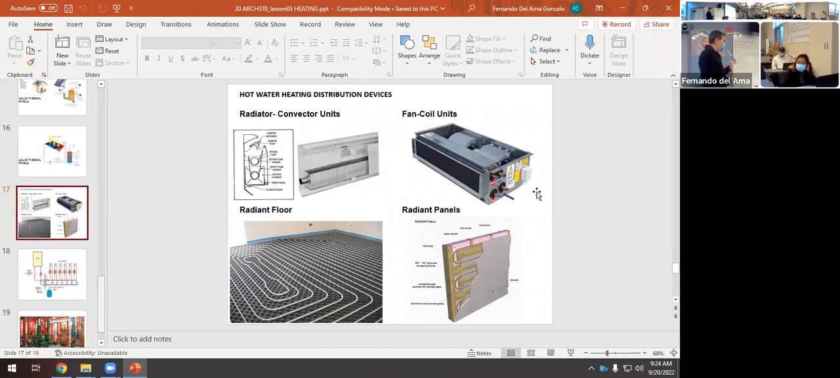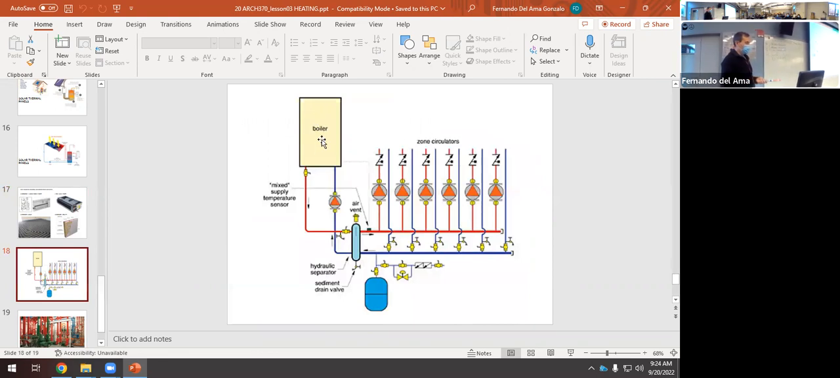But if we don't want to burn anything, we can use a heat pump, as we saw last week. With heat pumps, we use electricity. By using electricity, we can heat up water and we can cool down water, so we can apply this to the hydronic system. Here we have a boiler, but if we have an air-to-water heat pump or a water-to-water heat pump, we can use a heat pump as part of a hydronic system as well.